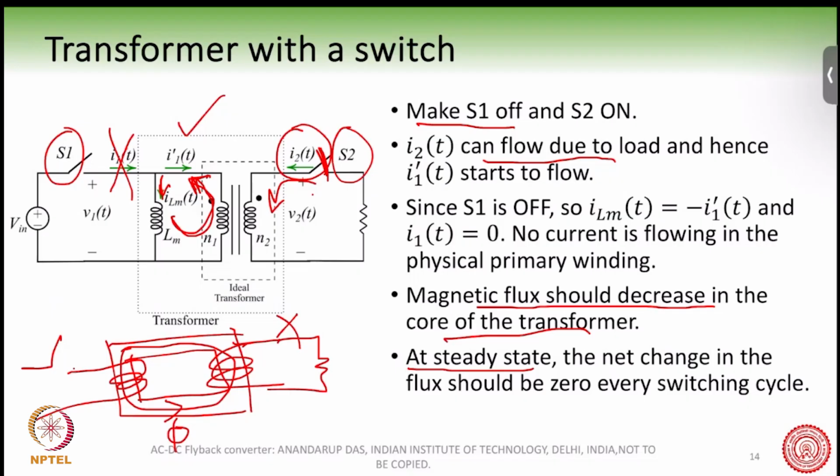If you don't do this, then the flux will go on increasing after every switching cycle, and eventually you will saturate the transformer, and then there is no use of it. So we do not want saturation. Therefore, we will say that the net change in the flux should be zero after every switching cycle. The flux should come back to where it started. So this is the important observation when you work with two switches inside the flyback transformer.